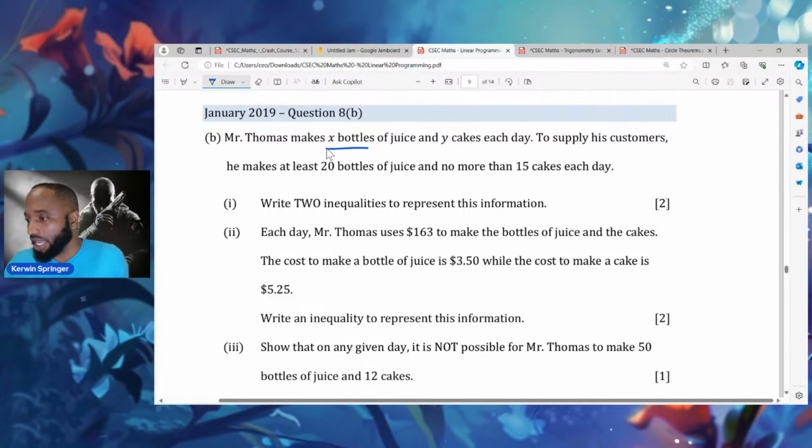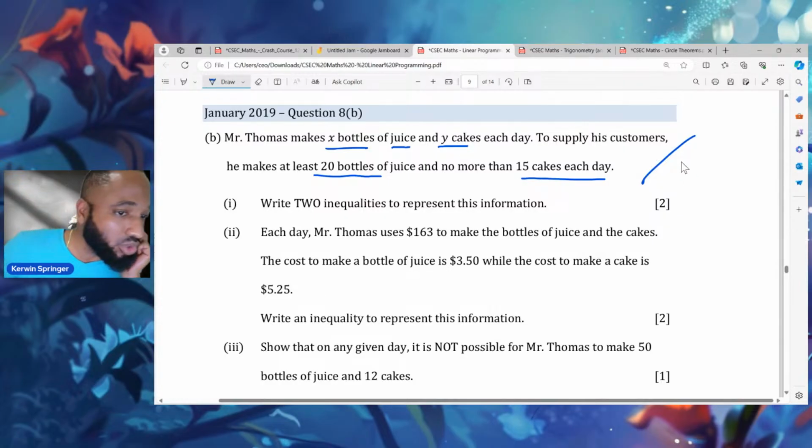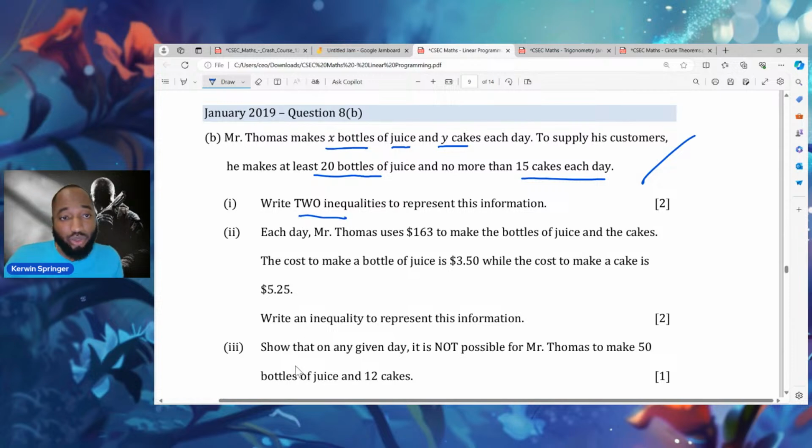Mr. Thomas makes X bottles of juice and Y cakes each day to supply his customers. He makes at least 20 bottles of juice and no more than 15 cakes each day. These questions start off simple, but in those two sentences, they give you a lot of information. We can easily pull out two inequalities out of that. So what we need is two inequalities to show the information below. What are the two inequalities?